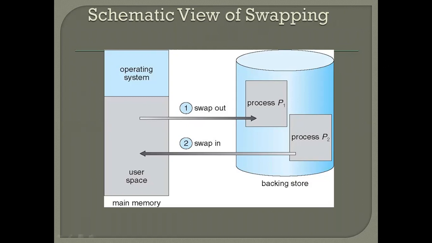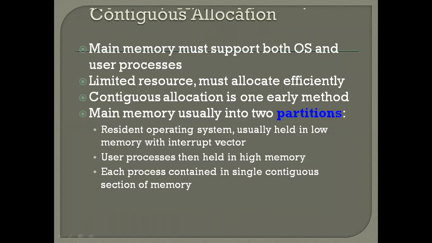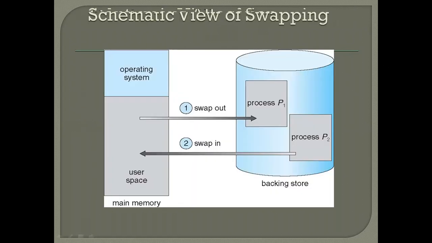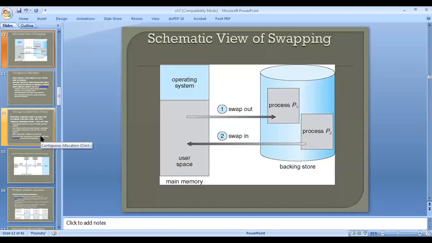Swapping is also constrained by other factors. If we want to swap a process, we must be sure that it is completely idle. Of particular concern is pending input output, and a process may be waiting for an input output operation when we want to swap that process to free up memory.